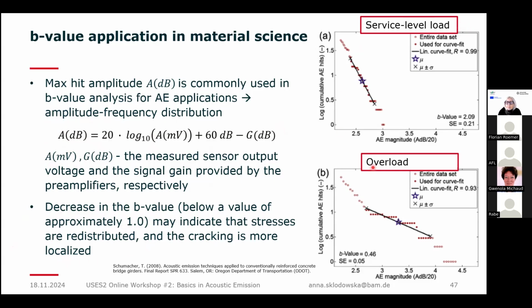So this is an example from a study from Thomas Schumacher. Basically, they were doing experiments on reinforced concrete bridge girders. And when they were applying service load, the B value was around 2. However, if the load was increased and they reached overload, the B value reached a much lower level, and it was even below 0.5. So this was the indication of damage in there.